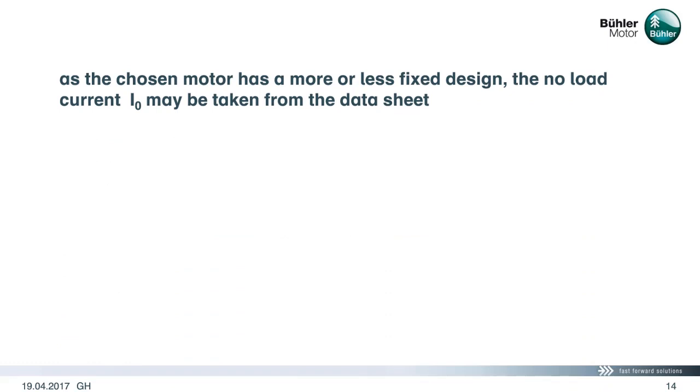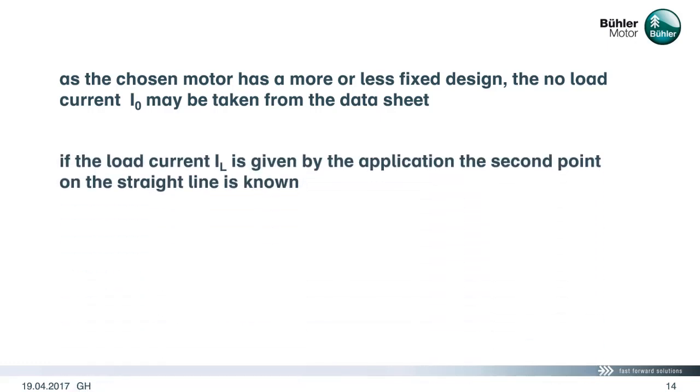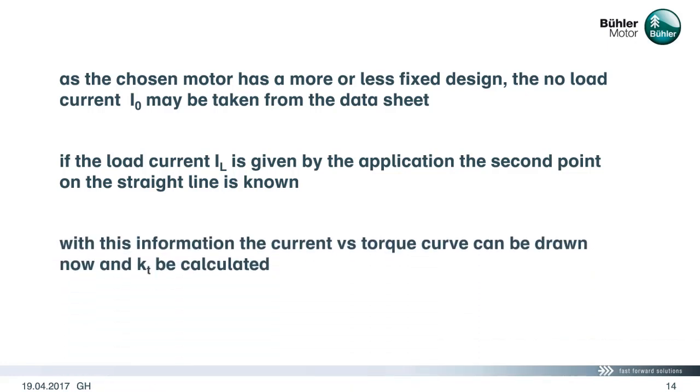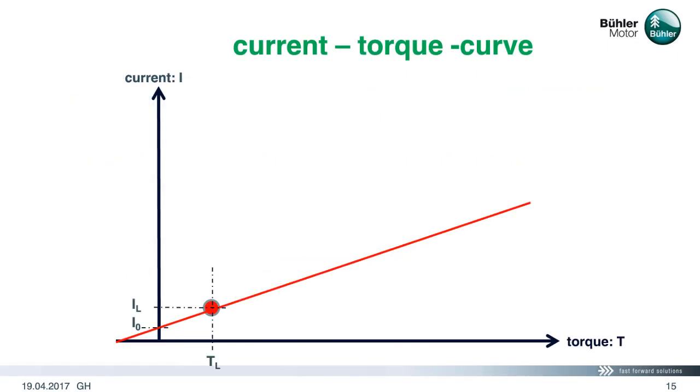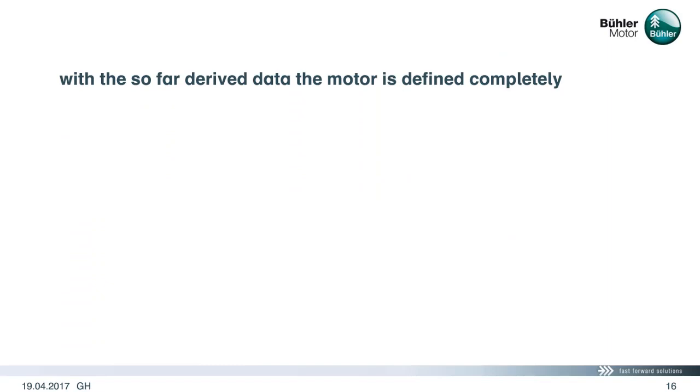As the chosen motor has a more or less fixed design, the no-load current I sub-zero may be taken from the datasheet. If the current I sub L is given by the application, the second point on a straight line is known. With this information, the current versus torque curve can be drawn now, and K sub T may be calculated. Shown here is the current versus torque curve and the formula to calculate K sub T. With the so far derived data, the motor is defined completely.